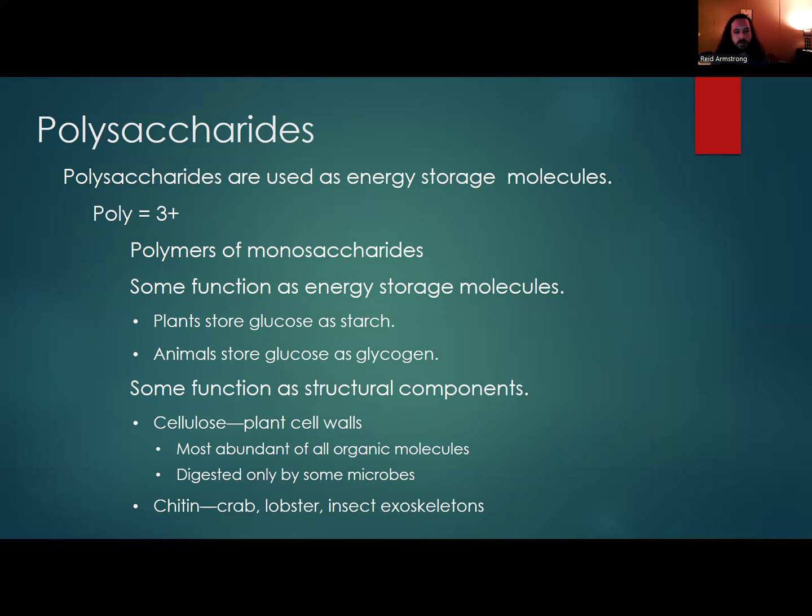Some function as energy storage molecules. Plants store glucose as starch. Animals store glucose as glycogen. Some function as structural components, such as cellulose, which is the plant cell wall. It is the most abundant of all organic molecules, digested only by some microbes. And then chitin is going to be stuff like crab, lobster, and insect exoskeletons. So polysaccharides can be really good for storing, or they can be used for structural components.